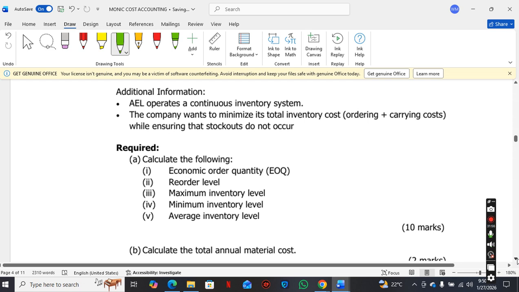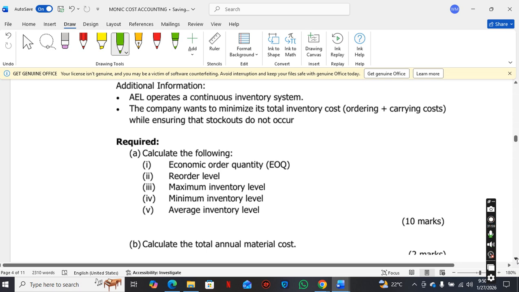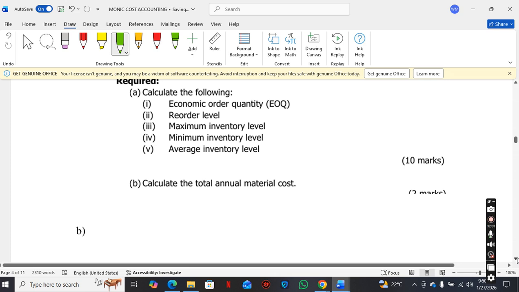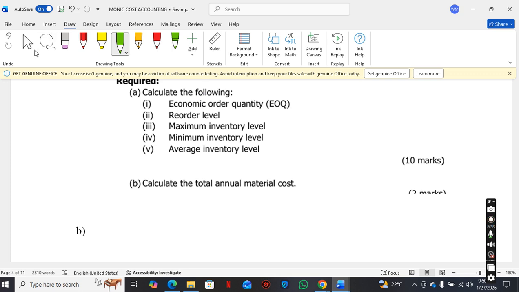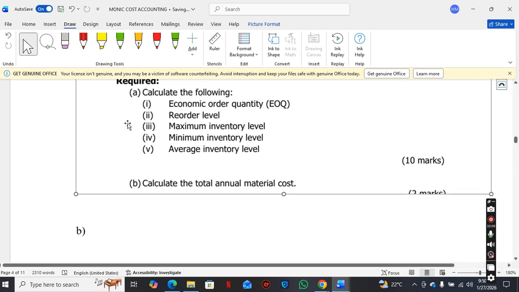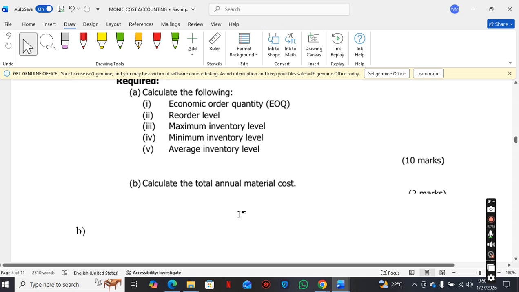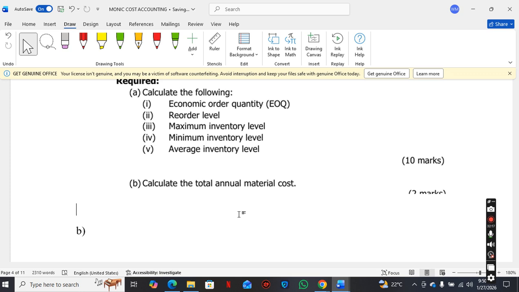Okay, we can go to part B now. Calculate the total annual material cost. Yes, so the total material cost is going to be composed of 3 things: the purchase cost, the holding cost, and the ordering cost. We did this yesterday, so I hope people remember. So for the exam, we find our total purchase cost.